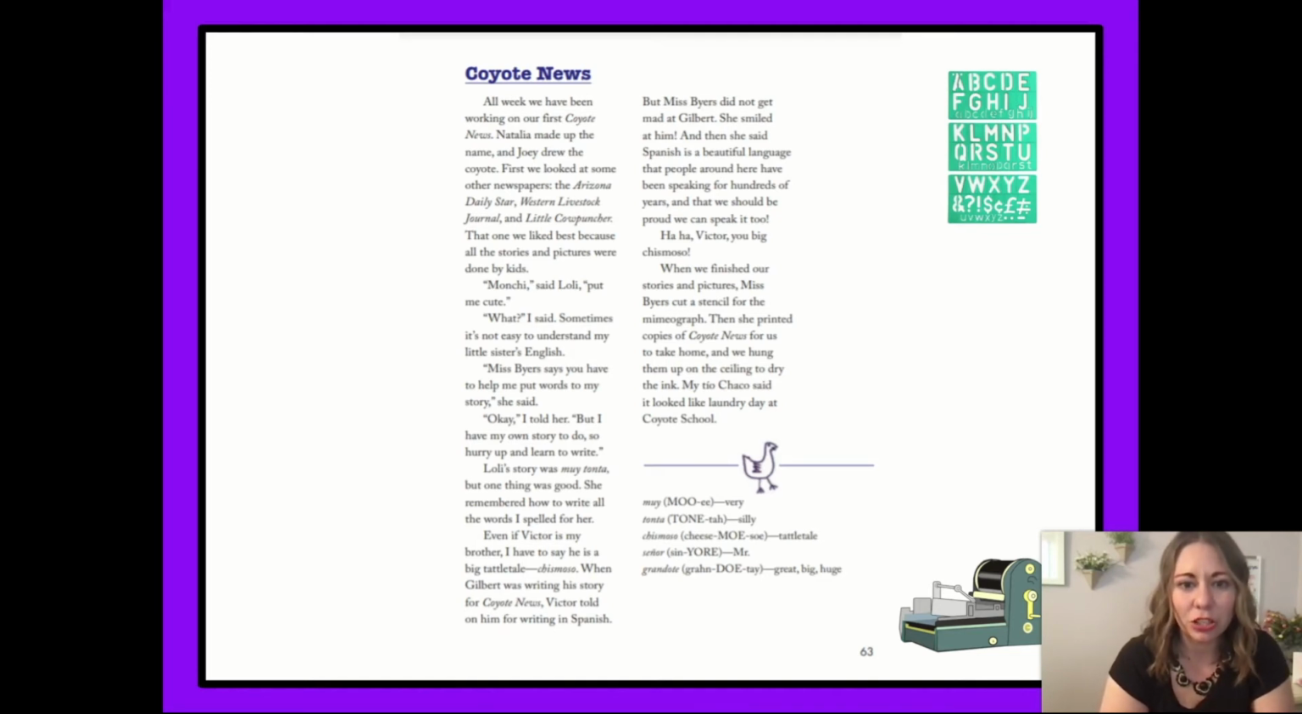When we finished our stories and pictures, Miss Byers cut a stencil from the mimeograph. Then she printed copies of Coyote News for us to take home, and we hung them up on the ceiling to dry the ink. My Tío Chaco said it looked like a laundry day at Coyote School.